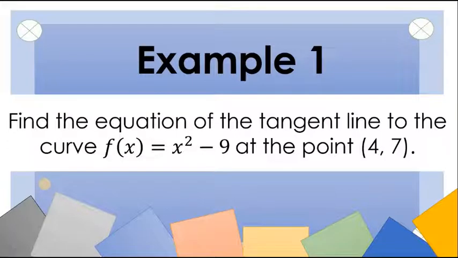Example number 1, we are going to find the equation of the tangent line to the curve f of x equals x squared minus 9 at the point 4, 7. Before we solve this problem, let's try to understand what the problem really means.